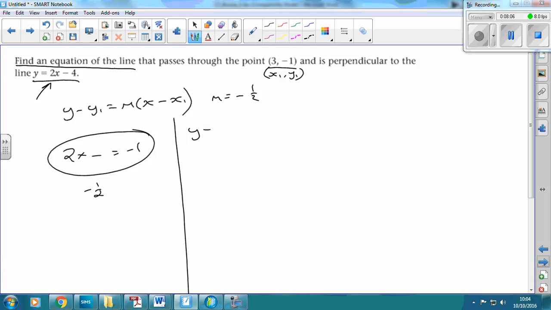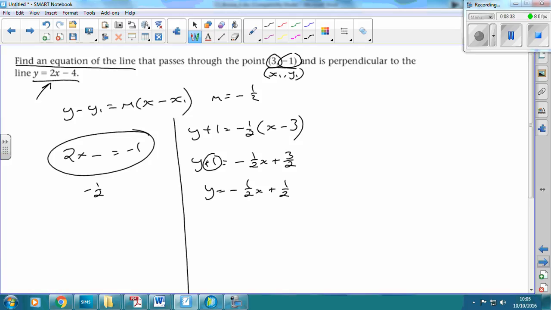Then we've got y minus y1, which is minus 1, so it's going to be y plus 1 equals m, which is minus 1/2, times (x minus x1), and x1 is 3. So you've got y plus 1 equals minus 1/2 x plus 3 over 2. You're going to take away 1. So y equals minus 1/2 x plus 1/2.